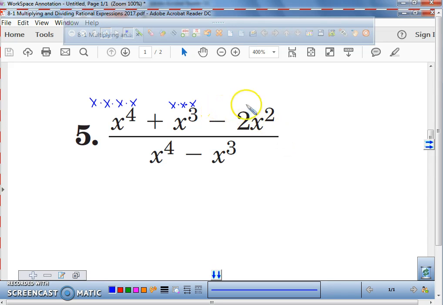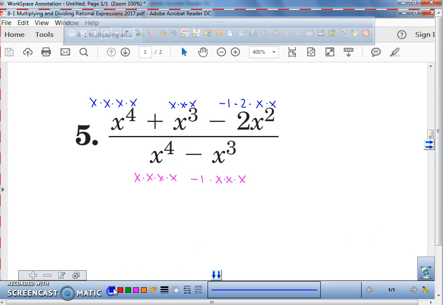We have a minus 2, so I'm going to put like a negative 1 times 2 times an x times an x. In the denominator, once again, I'm going to list everything into its prime factors. Got a negative 1 times an x times an x times an x. So we got everything broken down.